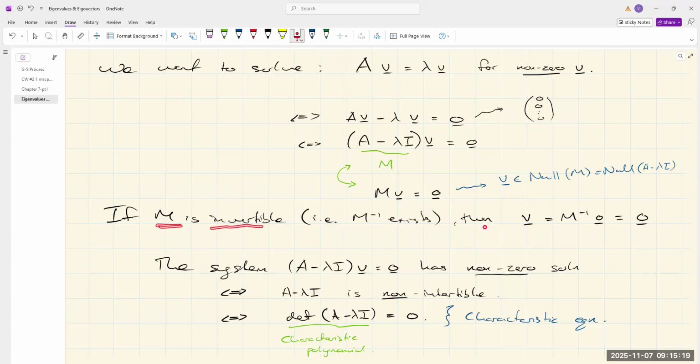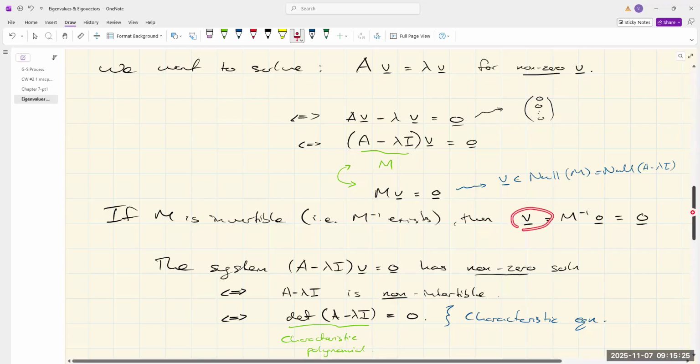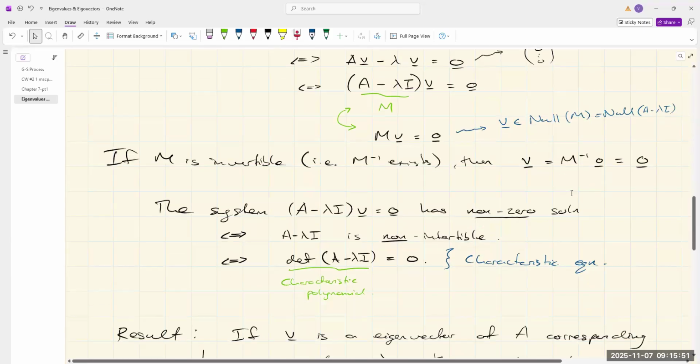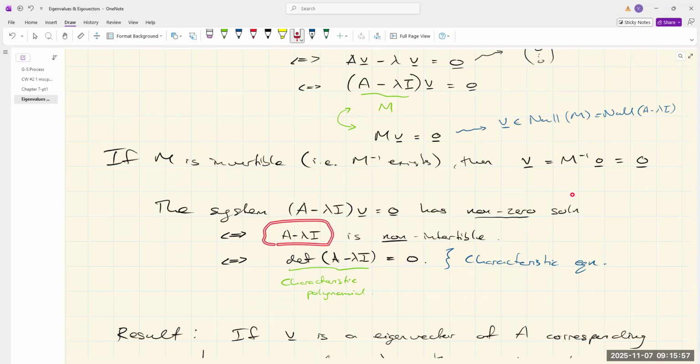But if this matrix M is invertible, that means if it has an inverse, then the only solution for V is the zero solution. But we want a non-zero solution. So therefore, we say that the system we are interested in has a non-zero solution if and only if the matrix M is not invertible. And we know from the previous chapter on determinants, or maybe you know this from high school, that if a matrix is not invertible, its determinant is equal to 0.